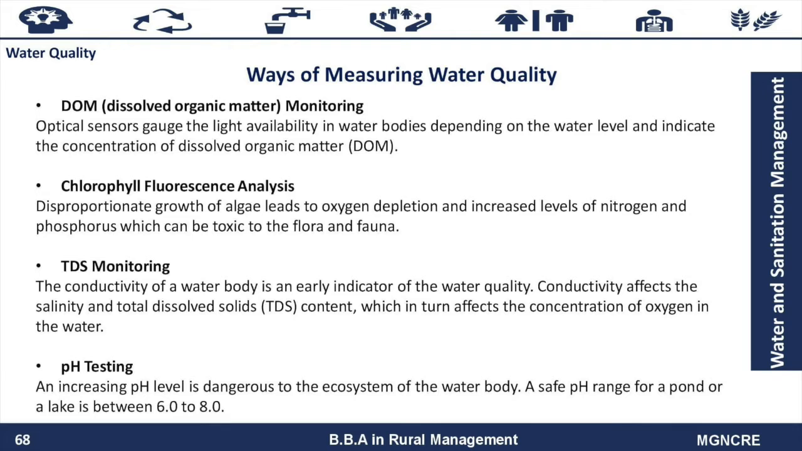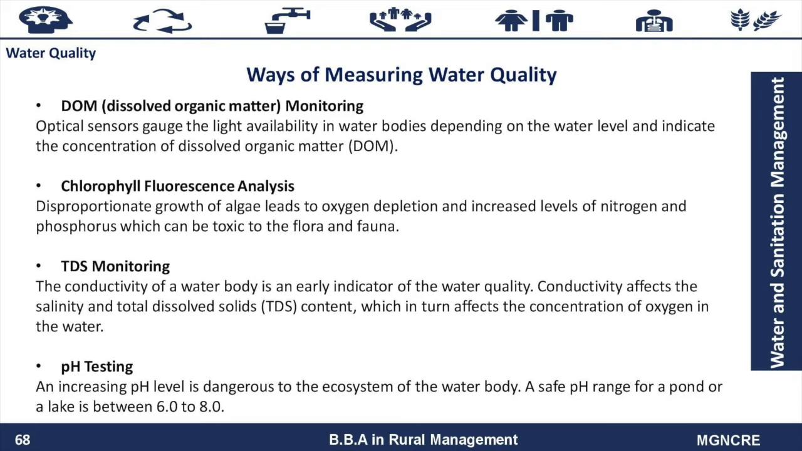Now we will discuss chlorophyll fluorescence analysis. So what is that? When the surface water in ponds and lakes is rich in minerals, namely phosphorus and nitrogen, algae flourish in it. Disproportionate growth of algae leads to oxygen depletion and increased levels of nitrogen and phosphorus, which can be toxic to the flora and fauna.